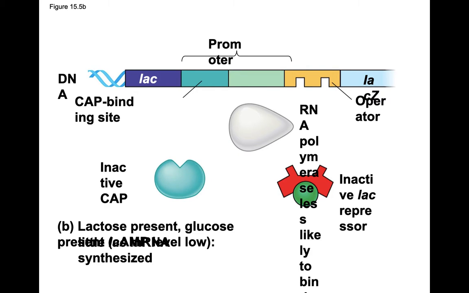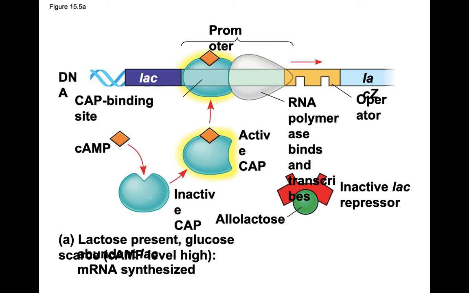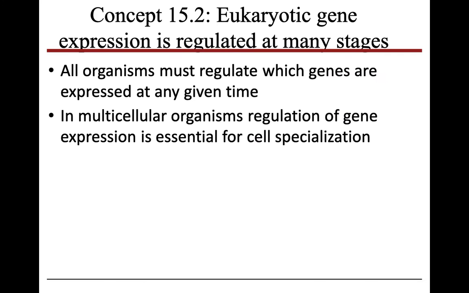But if we do have lactose present and glucose is present, that inactive CAP won't bind to it, so RNA polymerase will still likely bind to it, but it won't do as much production. So we can see sort of a gradient of lactose operon production based on the amount of glucose and also the amount of lactose. Now, eukaryotic gene expression is a bit more complicated because it's regulated at many stages.